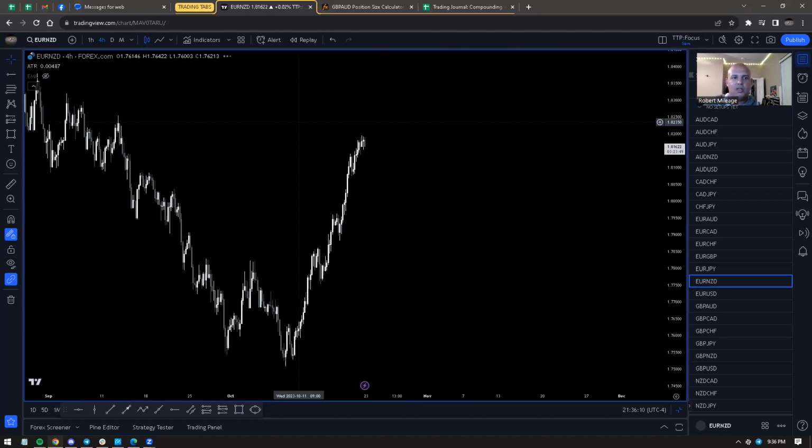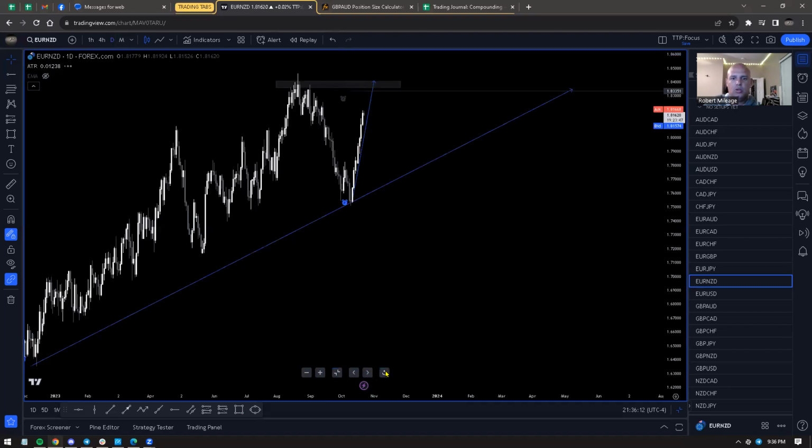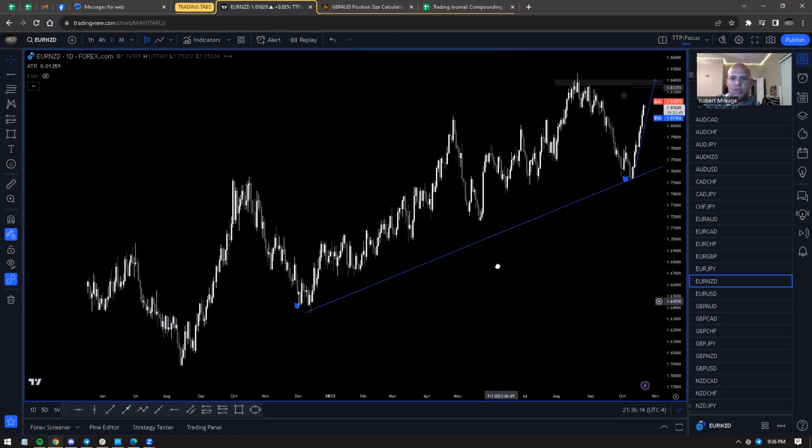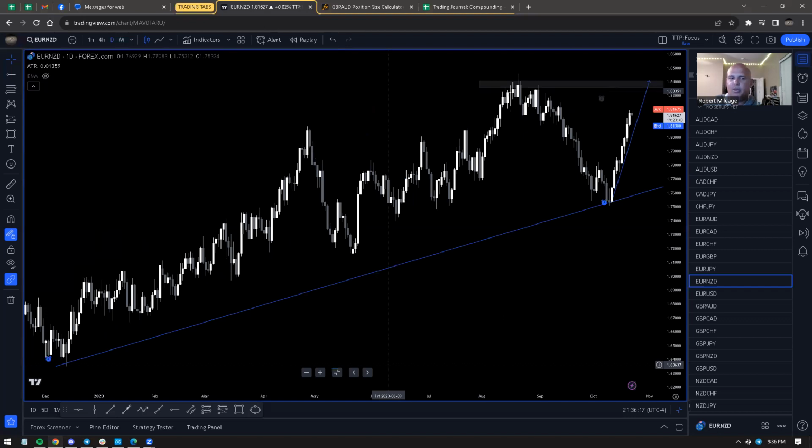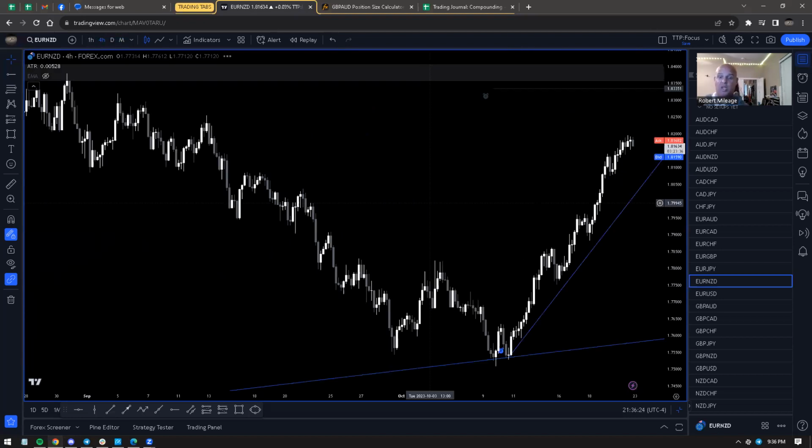So Euro NZD. Euro NZD is going up, and I'm going to keep saying it, it's just going up. Look at it. It's slow. It's not a quick thing. In the past week and a half, it has been just a straight bull run all the way up.